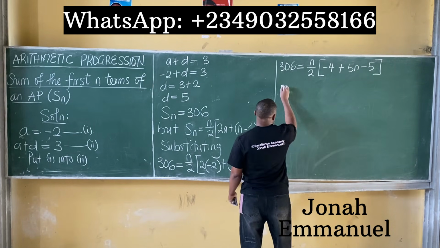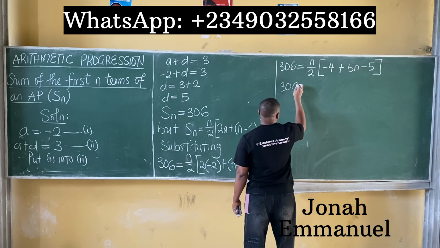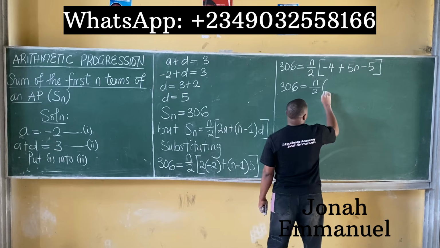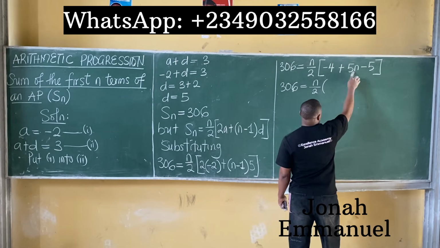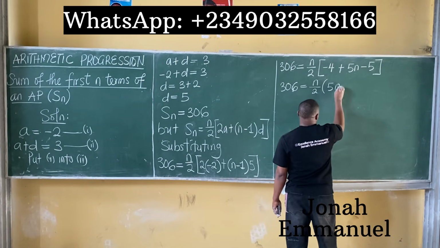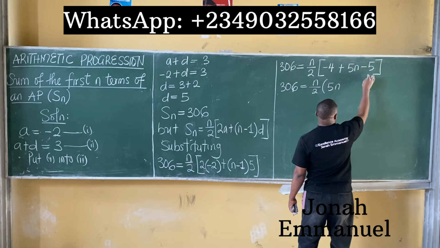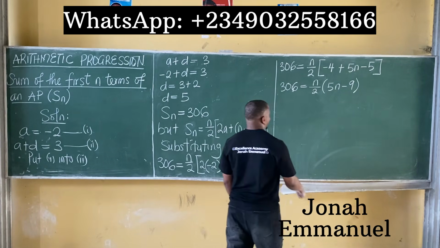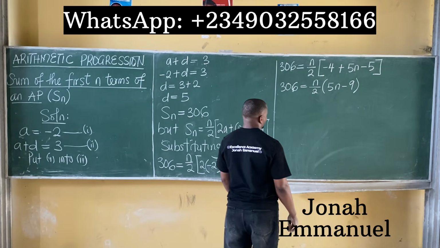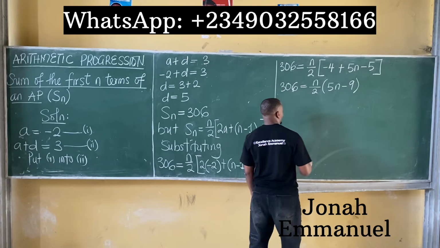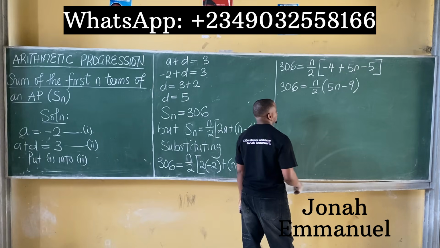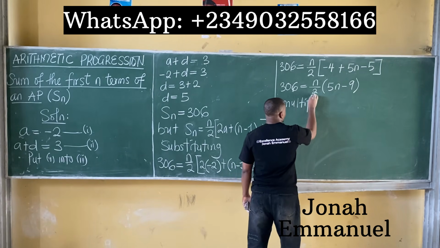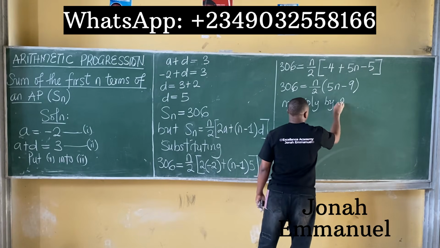From here, you have something that looks like 306 is equal to n over 2 into, I'll take the positive first, which is 5n, minus 4 minus 5. Minus 4 minus 5 gives you minus 9. So we have this. Now, to solve this, all we have to do is to multiply through by 2, please. Multiply by 2.